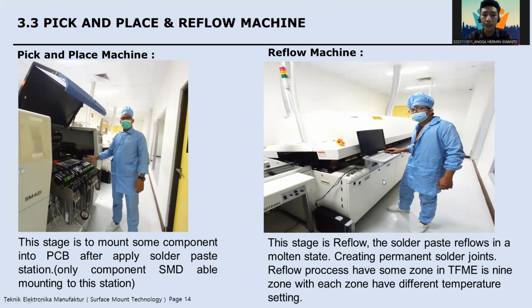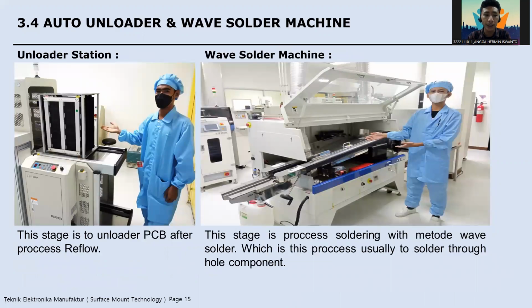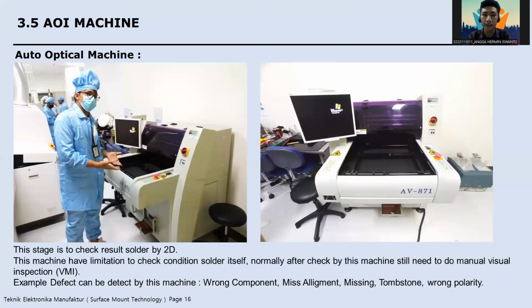The reflow machine. At this stage, the solder paste is reflowed into the molten state, creating permanent solder joints. The reflow process has several zones; in FME it is 9 zones, with each zone having a different temperature setting. Unloader station. This stage is to unload the PCB after the reflow process. Wave solder machine. This stage is the soldering process using the wave solder method, which is usually used to solder through-hole components.